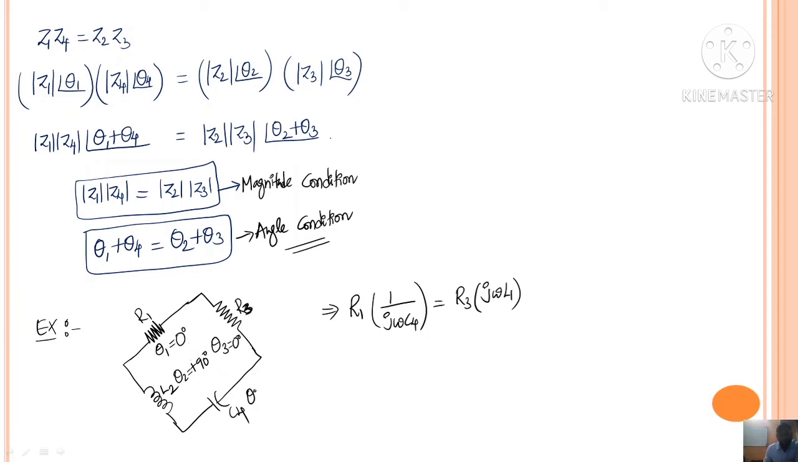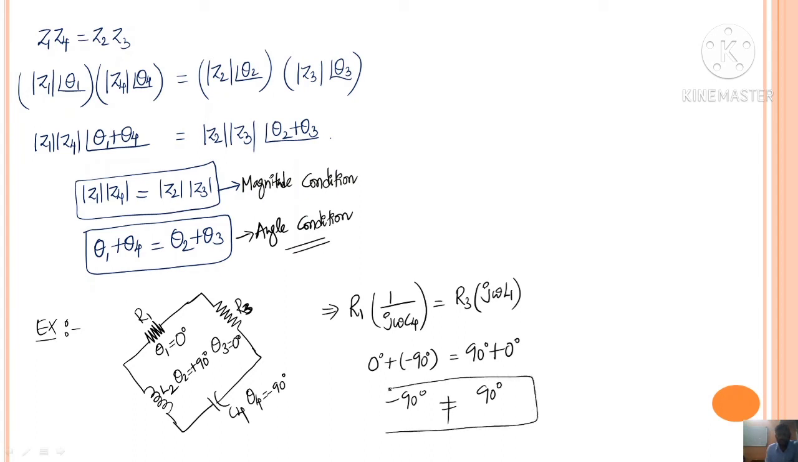And what about this angle? If this angle is plus 90 degrees for a pure inductor, the angle for a pure capacitor will be minus 90 degrees. Now if you substitute all these angles in this angle condition, theta 1 is 0 degrees, plus theta 4 is minus 90 degrees, and it is equal to theta 2 is plus 90 degrees, and theta 3 is 0 degrees. Here you are getting minus 90 degrees, and here you are getting 90 degrees. So these two are not equal.